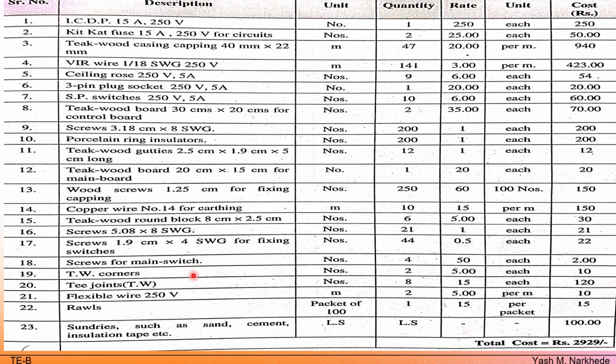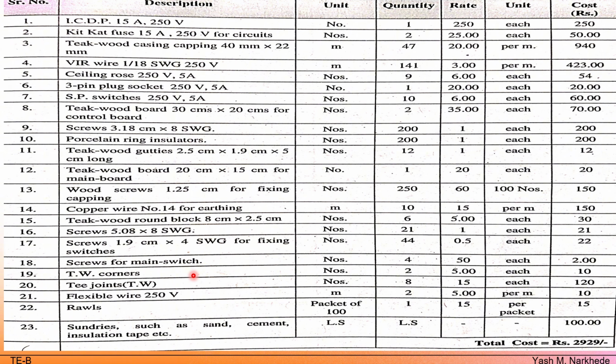We also include 10 meters of copper wire for earthing, that is for 150 rupees. Wood screws, rolls, joints and other minor fittings around 200 rupees are combined. Miscellaneous items like sand, cement and insulation tape are taken as a lump sum of 100 rupees. When we add everything, the total cost comes to be rupees 2,929 for this entire wiring installation. So by analyzing the layout and calculating the material quantities, we can estimate the total cost for the complete installation.